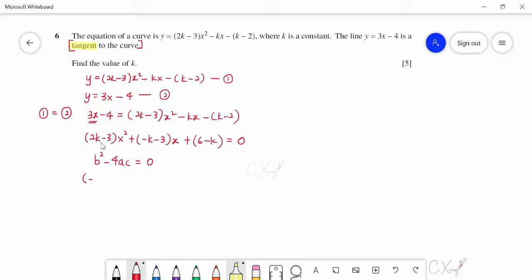So what is b squared minus 4ac, and it is equal to 0. All right, so you rearrange everything. So you expand the brackets. All right, and then you expand everything here.